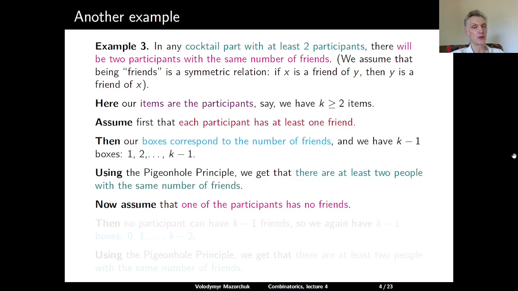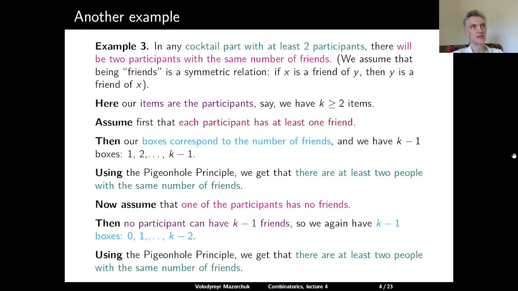Now let us assume that one of the participants has no friends. But this means that no participant can have k minus 1 friends. So now our containers, which correspond to the number of friends, are 0, 1, 2, and so on, all the way up to k minus 2. So again we have k minus 1 containers. So using the pigeonhole principle, since the number of items is strictly greater than the number of containers, we conclude that there are at least 2 people with the same number of friends.